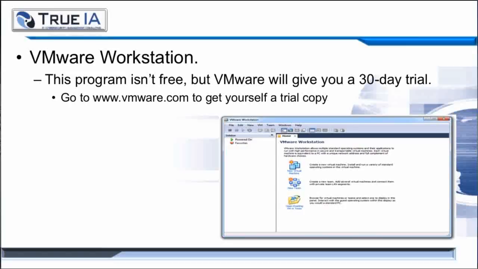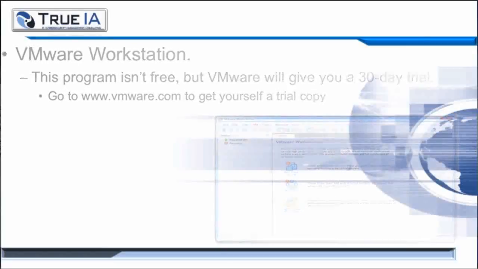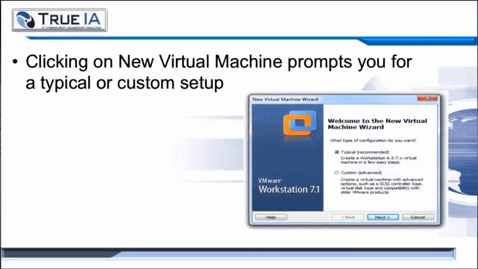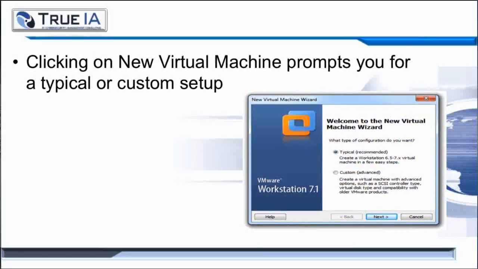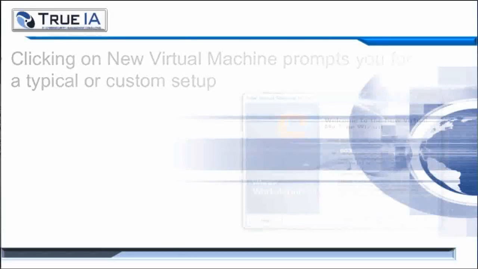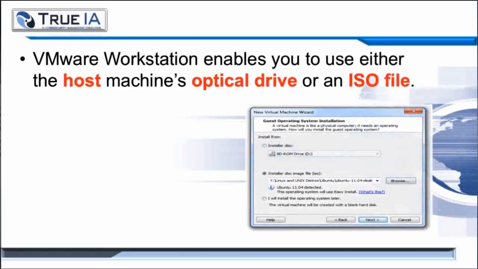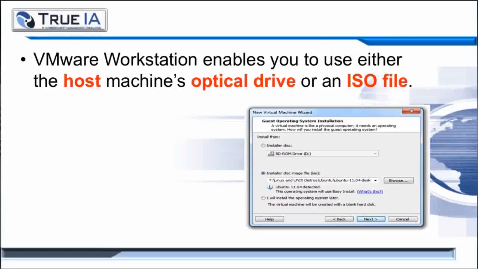This is what's going to actually manage our virtual machine. To get started, just simply click on New Virtual Machine, and it's going to prompt you for a choice, either a typical or a custom setup. This time, we're just going to do a basic custom setup of a virtual machine. At that time, the VMware Workstation enables you to use either the host's optical drive or CD drive, or to load off of an ISO.